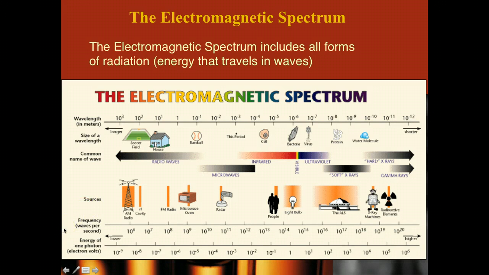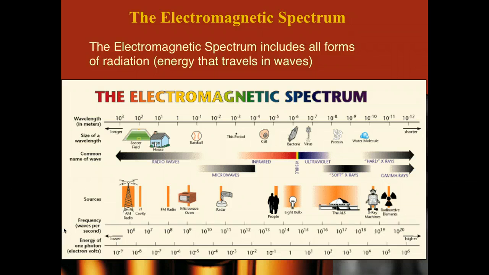You have wavelength in meters. You have some objects representing the size of the wavelength, just to give you an idea. And then the common names of the different waves, sources of them, frequency is on here as well as the energy of one photon. A photon is a very small packet of energy that travels in the form of waves. So how energized it is.